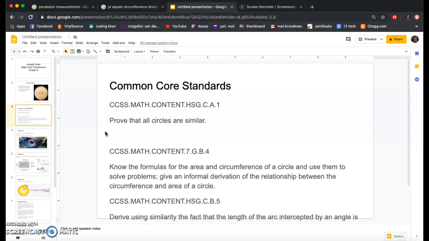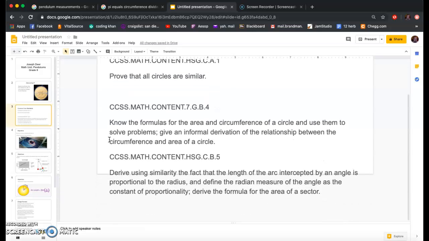The Common Core standards are for math content: prove that all circles are similar, know the formulas for the area and circumference of the circle, use them to solve problems, as well as derive using similarity the fact that the length of the arc intercepted by an angle is proportional to radius. They will measure their own arc from the pendulum they create and use to do geometric art with.